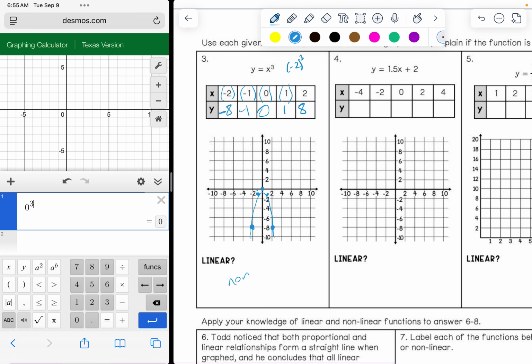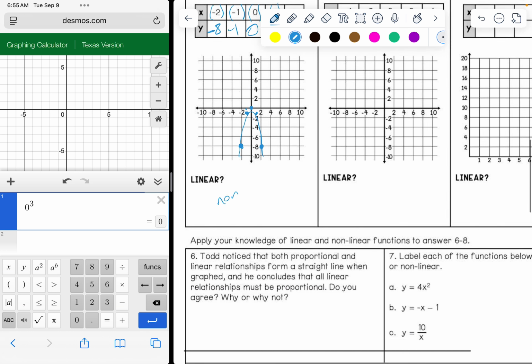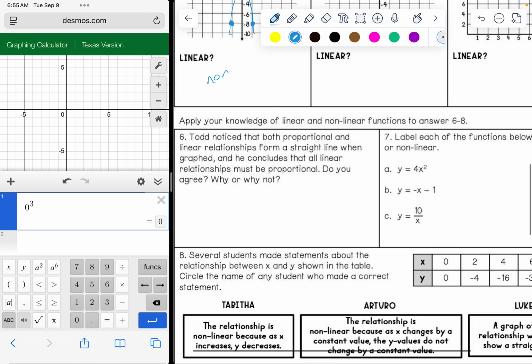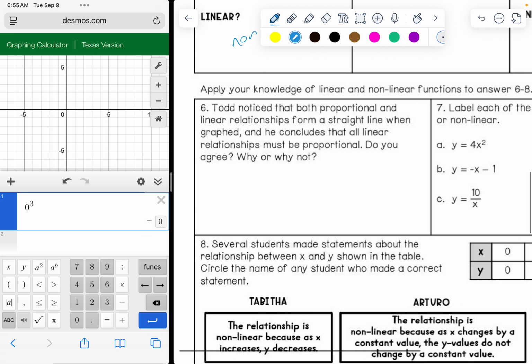Okay, so you guys can use Desmos on that. Please make sure to use parentheses. And you do have an assignment after this, though. So it says, Todd noticed that both proportional and linear relationships form a straight line when graphed. And he concludes that all linear relationships must be proportional. Do you agree or why not?